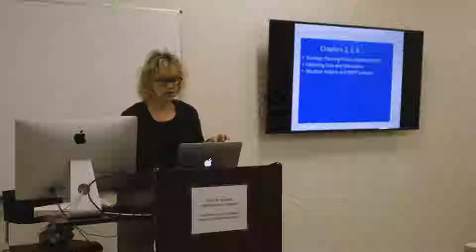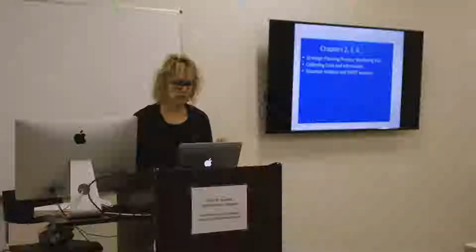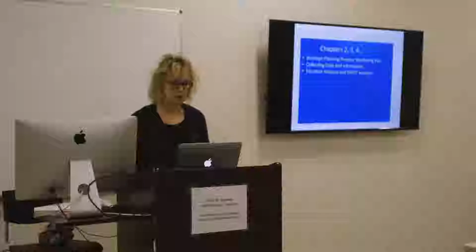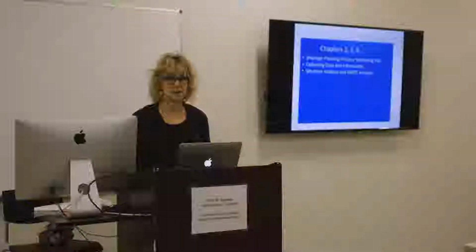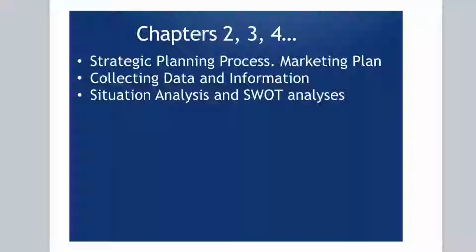So we're going to be talking in these slides about chapters 2, 3, and 4. The first chapter, chapter 2, is about the strategic planning process, which is what this whole class is about, developing strategy. It also describes some aspects of the organization and the marketing plan itself. Chapter 3 is going to talk about how to go about doing an analysis of your external and internal environments by seeking different types of data. And the fourth chapter is then going to go more into SWOT analyses.